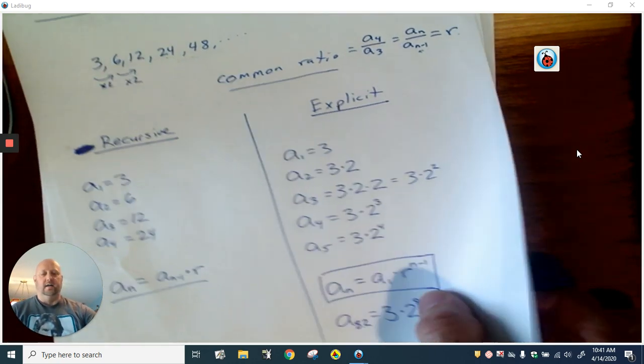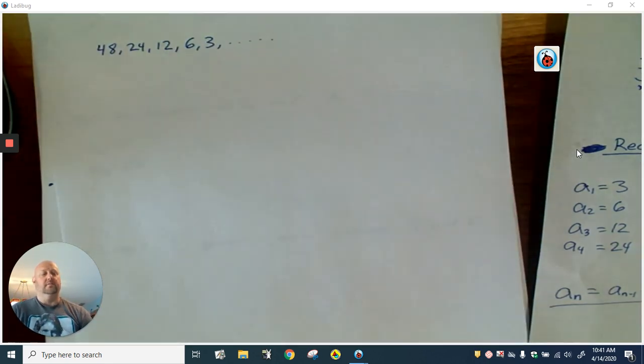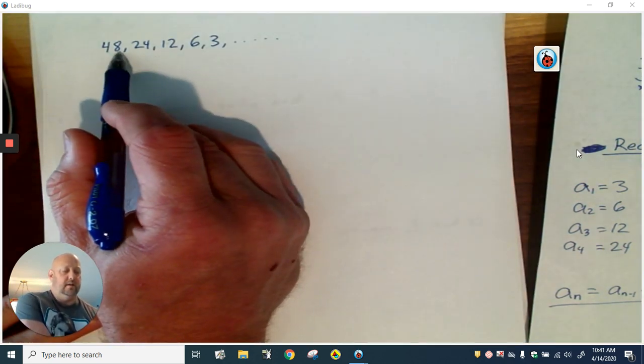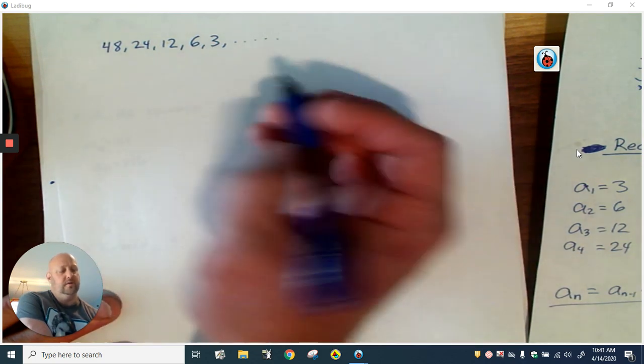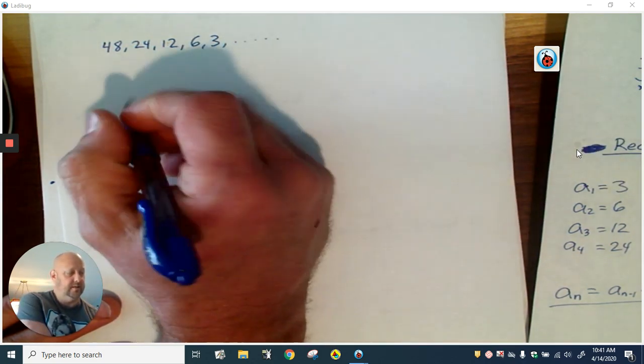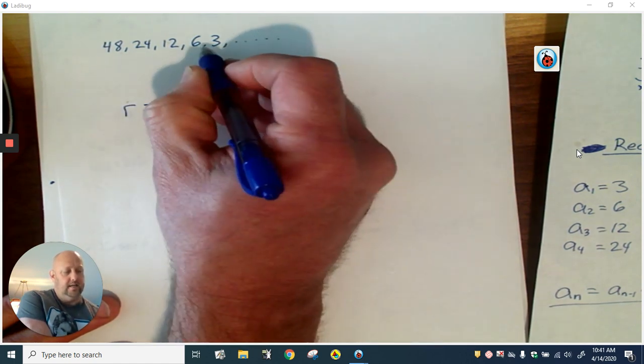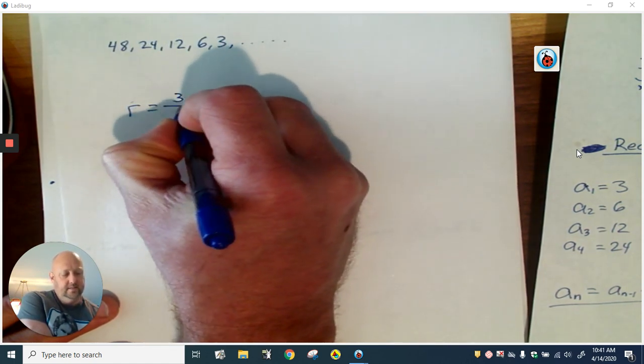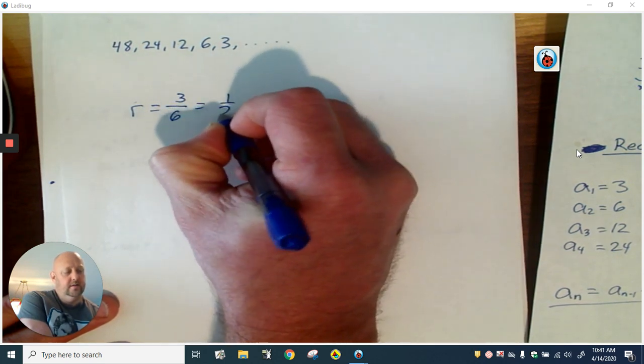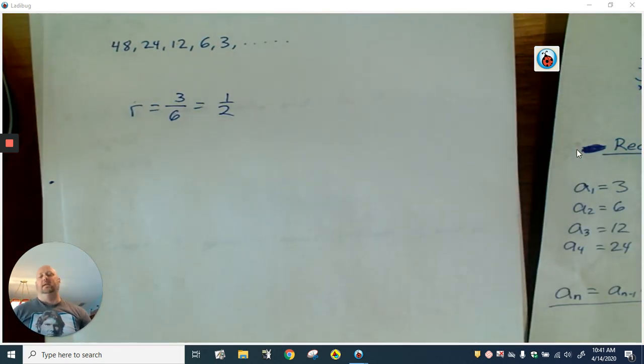Just as a side note, geometric patterns can go down. They don't have to go up. We can have exponential decay, so to speak. A lot of people would think I'm dividing by 2, but if I follow the definition of my common ratio, where I take any term and divide it by the term before it, I just get 1/2. So it's just like exponential decay. If my r value is between 0 and 1, the pattern would go down.